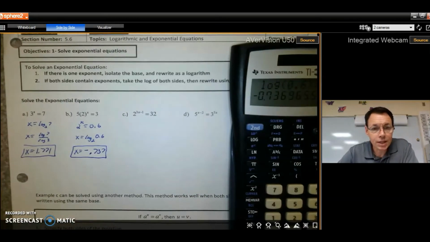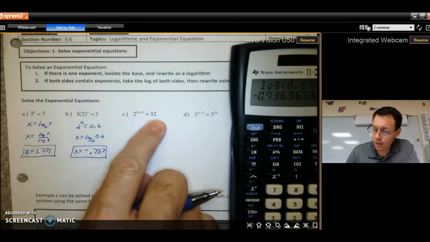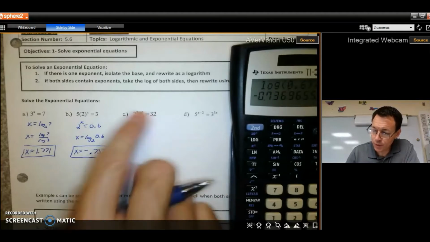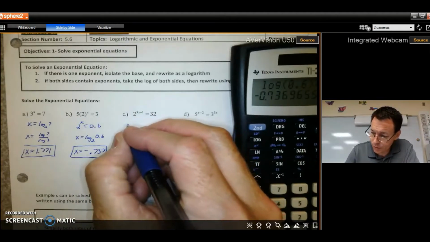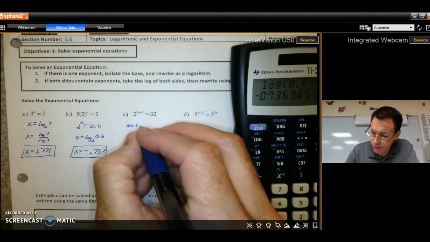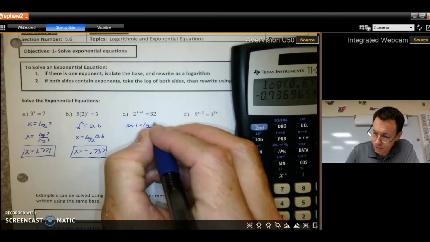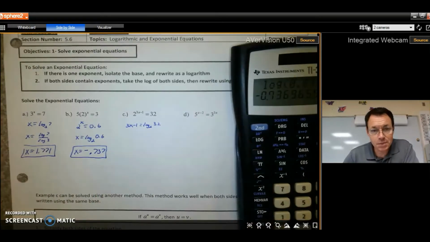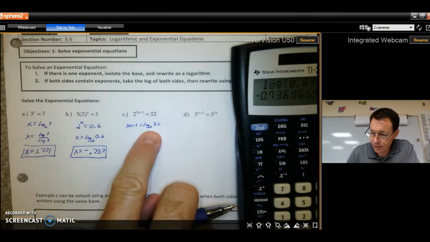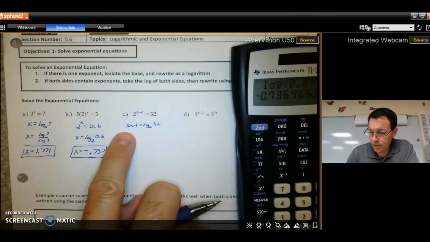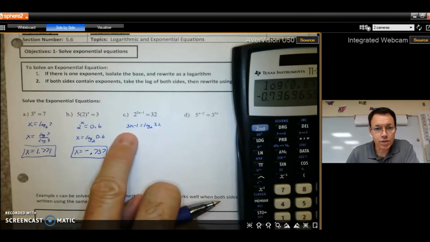All right, the next one looks a lot different because the variable looks different, but it's going to be handled the same way. You've got a base to a power equals a value. So let's rewrite this as a logarithm. So 3x minus 1 equals log base 2 of 32. It's the same setup. We're going to figure out what this equals, and then we're just going to solve this. This will be like a two-step equation after that.